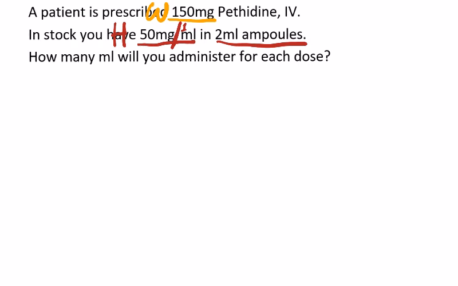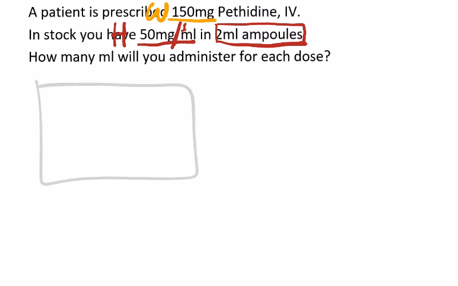The 2 mil ampules is just the size or the volume of the full ampule, but the concentration is usually simplified if possible. So that's why we're not going to use the 2 mils for the calculation, because we need the concentration, 50 milligrams per 1 mil.